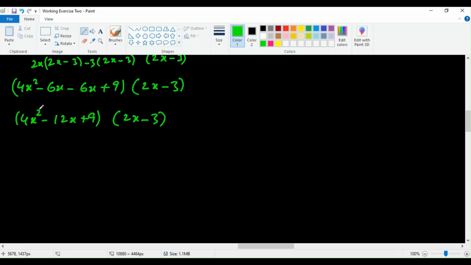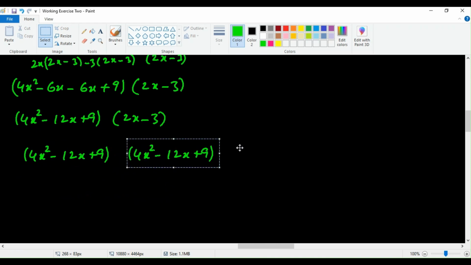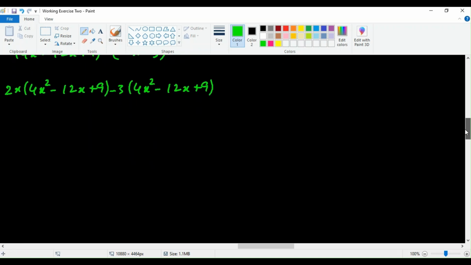Now I will write two different times 4x square, two different times like this. Now I'm going to multiply this by 2x first, and then later I will multiply by minus 3. So first bracket is going to be expanding, and this gives us 8x cube minus 24x square, and plus 9 times 2 is an 18x.